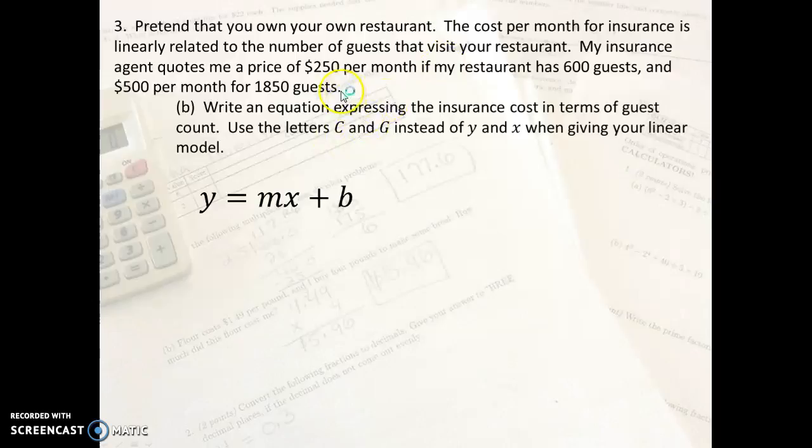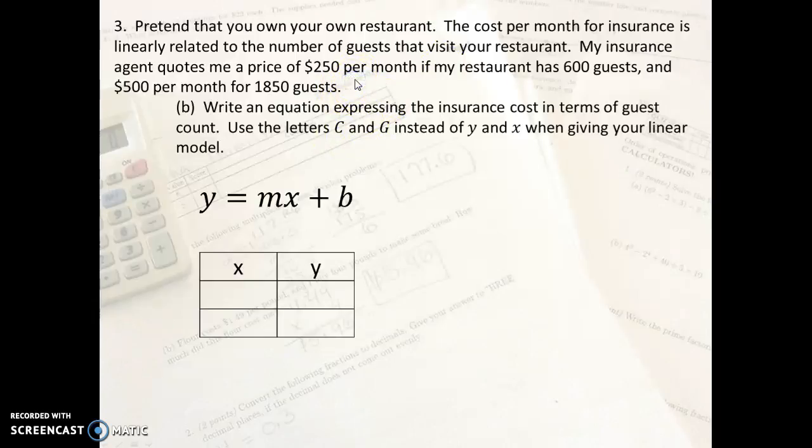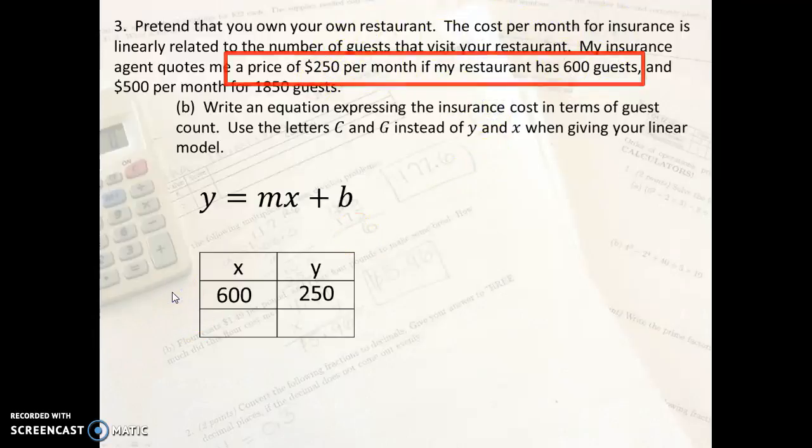In order to make sense of it, we need to find x's and y's. So I'm going to make an x and y grid, and for lack of a better word, I'm going to decode the numbers in this problem. First ones I'm going to look at right here: I have 600 guests, and that's $250 per month. That is an x and that's a y. How come this one's the x and not vice versa? Because the guests influence the money, so this happens before here. Guests influence money, x and y.